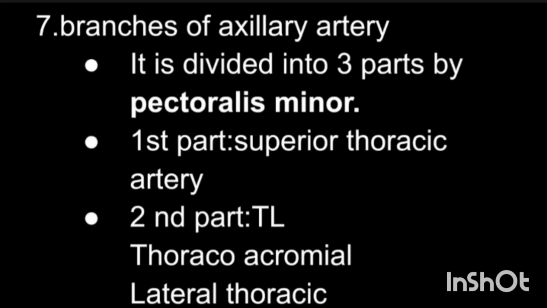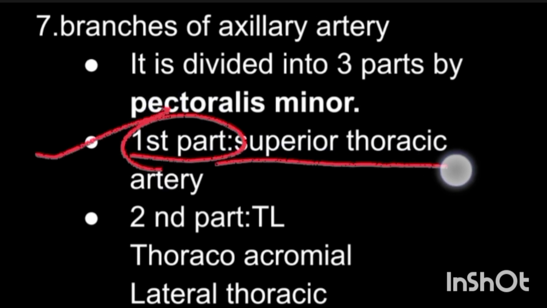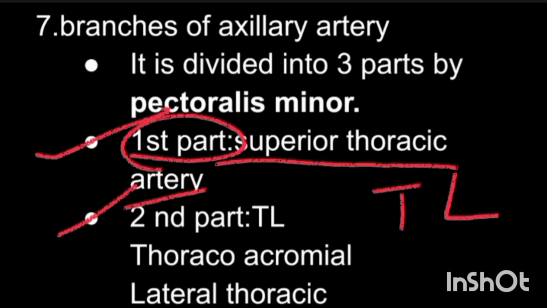Branches of axillary artery. Axillary artery is divided into 3 parts by pectoralis minor. The branches from the first part: first part is superior, so superior thoracic artery. Second part. After superior, there will be team leaders, so remember as TL. T for thoracoacromial and L for lateral thoracic.